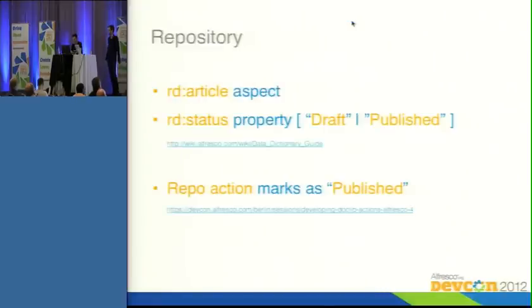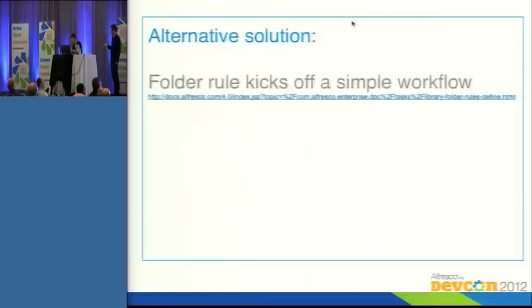All right, so let's take a quick look at how we're going to model this use case in the repository. We have this notion of research and development articles. That is going to be represented by having an R&D article aspect. When that aspect is applied, it means that a document is an article. It also means that the document has a new property called research and development status. That could be set to two values, draft or published. Draft is the default value. To update that value, we can call a repo action that will simply update the status property to become published. So that's basically all we need on the repository.